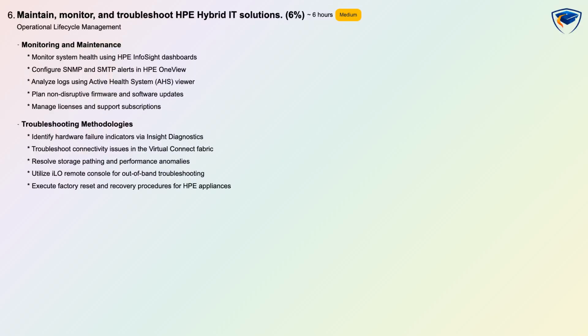Domain 6 is maintain, monitor, and troubleshoot HPE Hybrid IT solutions, weighted 6%, focus operational lifecycle management, difficulty medium, with estimated learning time 6 hours and assessment type hands-on plus conceptual. This section teaches operational monitoring using HPE InfoSight dashboards, configuring SNMP and SMTP alerts in OneView, analyzing logs with the Active Health System Viewer, and planning non-disruptive firmware and software updates.